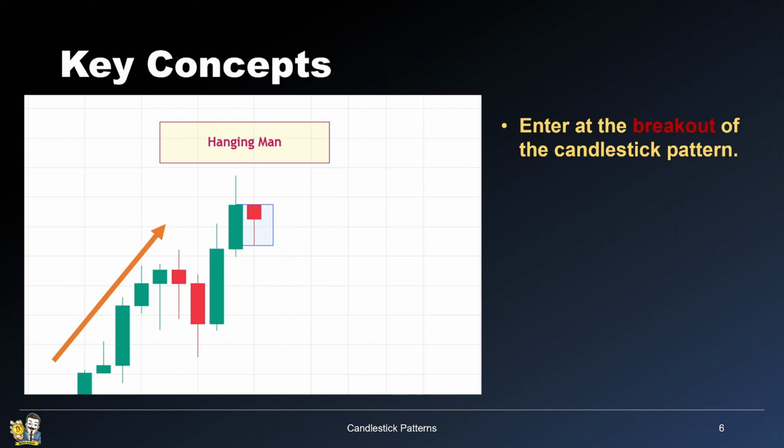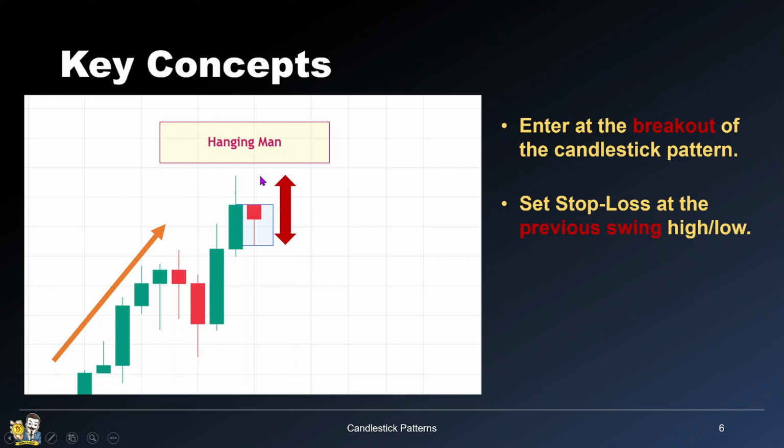We should enter when the breakout of the candlestick pattern occurs, not before, to be sure that the reversal is happening. Then we place our stop loss at the previous swing high or low. Since this is a reversal candle, we set the stop loss at the previous swing high.